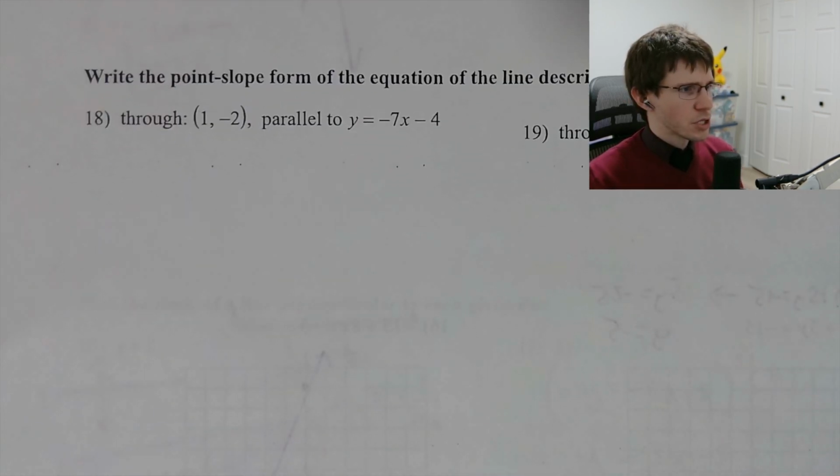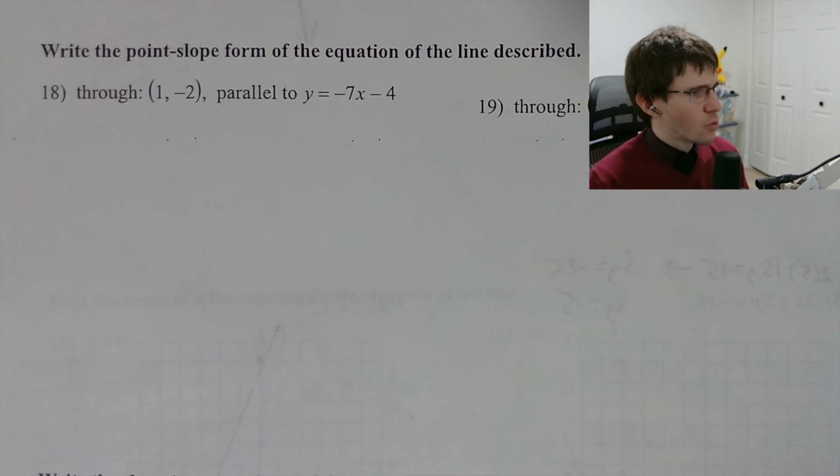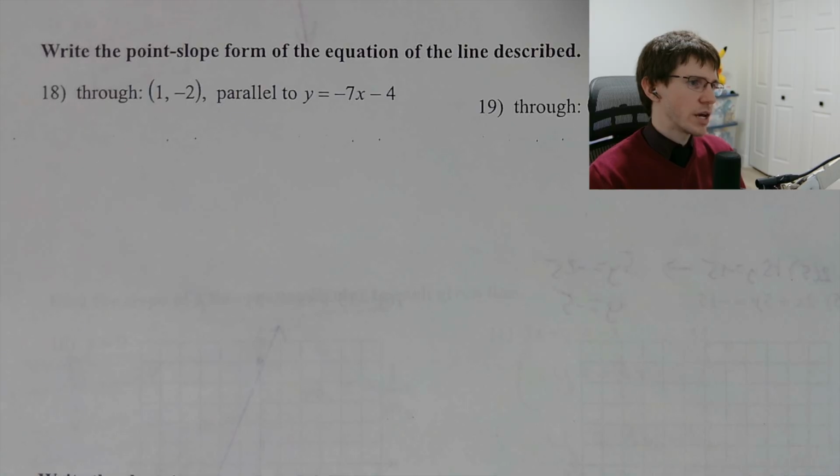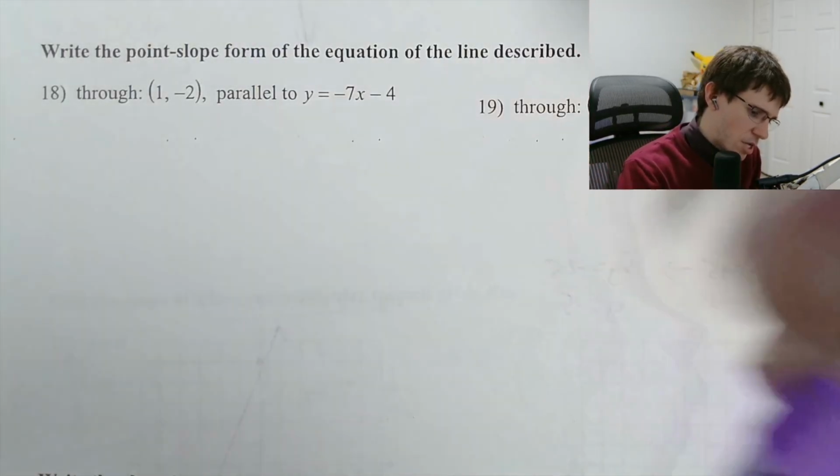So you're writing the point-slope form of this line that is through 1 comma negative 2 and parallel to this negative 7x minus 4. So what that's going to mean is our point-slope form of our line.